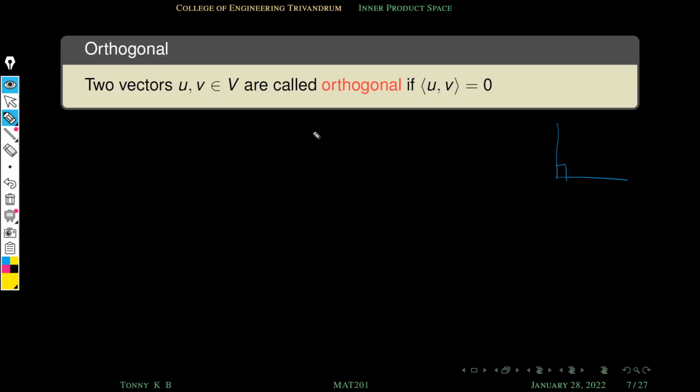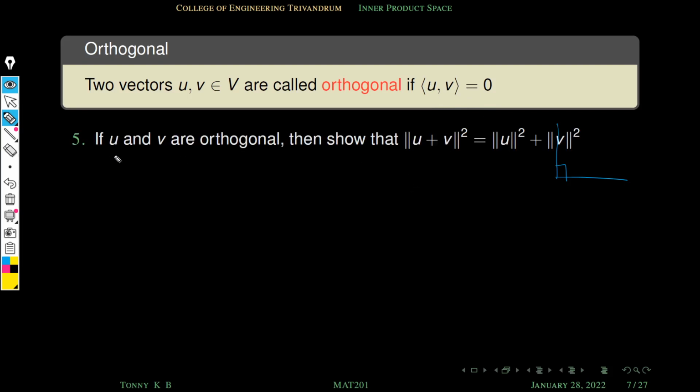Okay, next we are going to define the concept of orthogonality in an arbitrary inner product space. Two vectors u and v belonging to V, where V is an inner product space, are called orthogonal if the inner product of u and v equals 0. Orthogonality means the concept of perpendicularity in 2D or 3D. We know that two vectors are orthogonal in 2D or 3D when the angle between them is perpendicular. So this is the generalization of orthogonality in an arbitrary inner product space. If the inner product between u and v equals 0, then you can say that they are orthogonal.